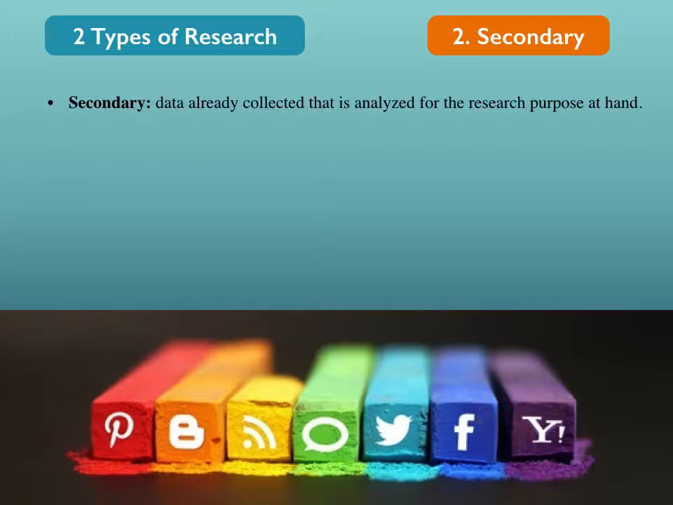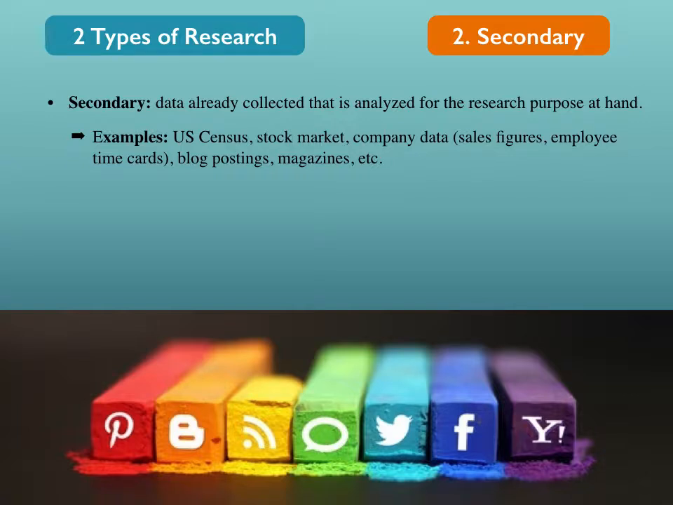The second type of research is secondary research. This is data that's already collected that is analyzed for the purpose at hand. So this research or information is already gathered for a different purpose, but the data can be used for your purpose. So examples of that would be like the U.S. Census. That's done every 10 years. So that data is already collected and you may be able to use that data or part of that data for your research, or stock market information, company data like employee time cards and sales figures, blog postings, magazines, and things like that.